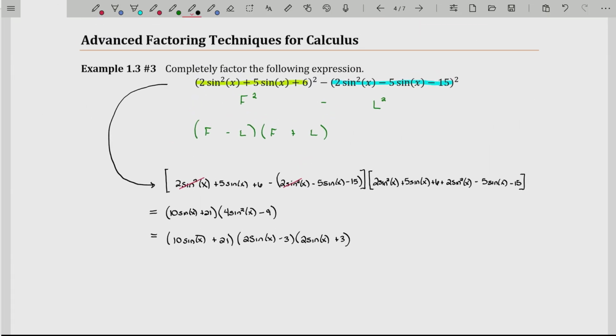So that is how you would completely factor. I mean, obviously you could have multiplied all that stuff out, but I'm telling you right now, it is super important that you look for patterns in mathematics and try to recognize them as quickly as possible so that you can take advantage of factoring methods like we just did.